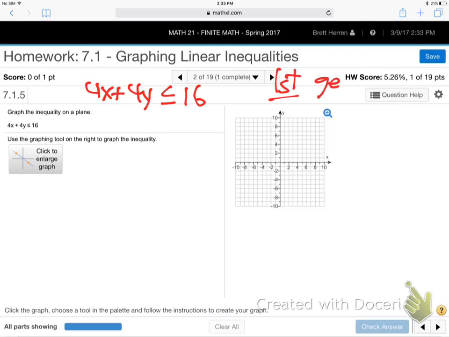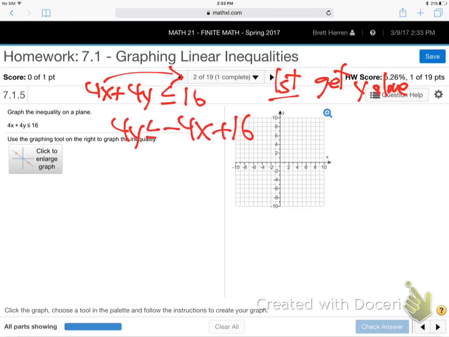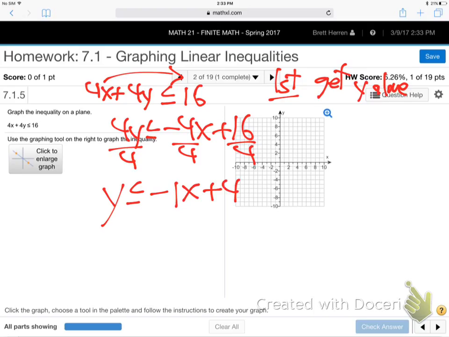First, get y alone. So just jump the 4x over. I'll put it in the front. Jump the 4x over, it becomes a negative, right? When something jumps to the other side, I really just subtracted 4x from both sides. Is that good so far? And now divide by 4. So y is negative 1x plus 4. Am I going too quick? Good with all that? So I got y alone.